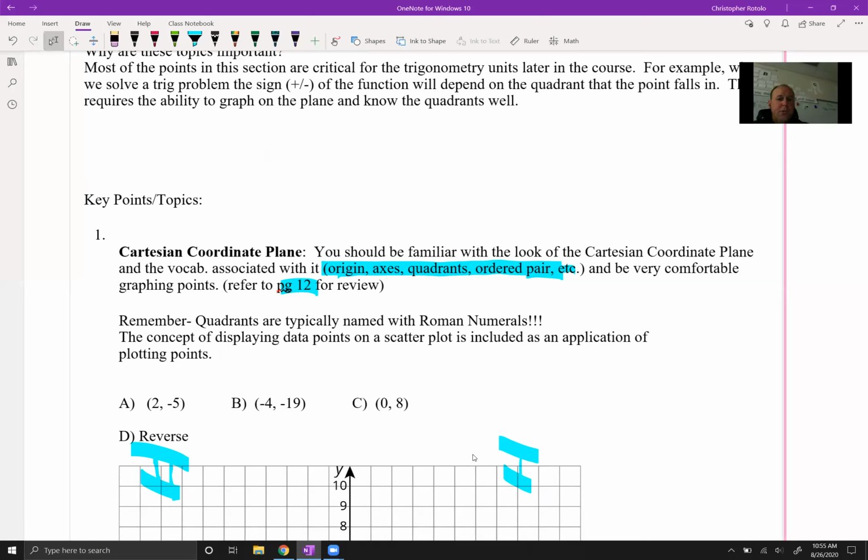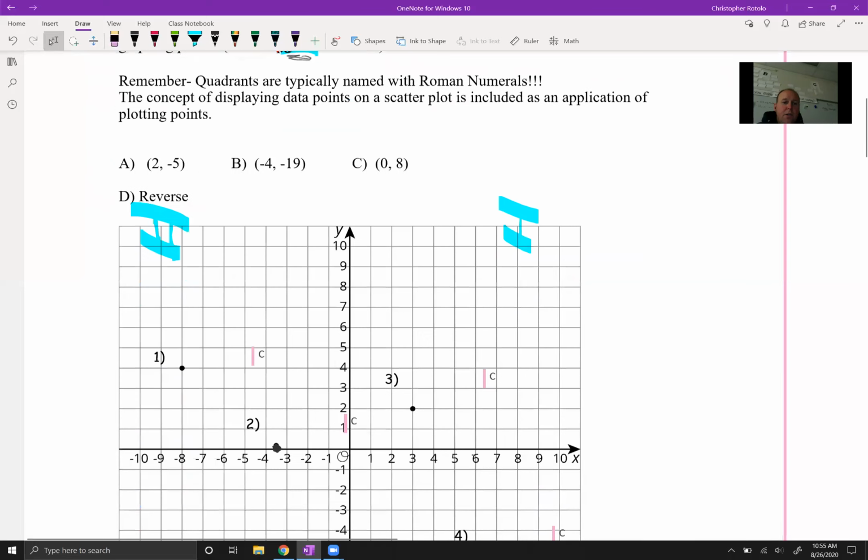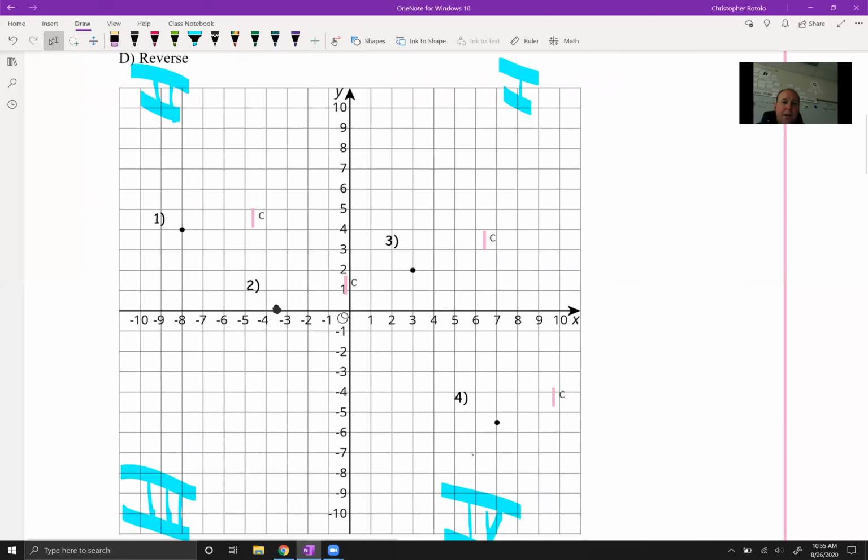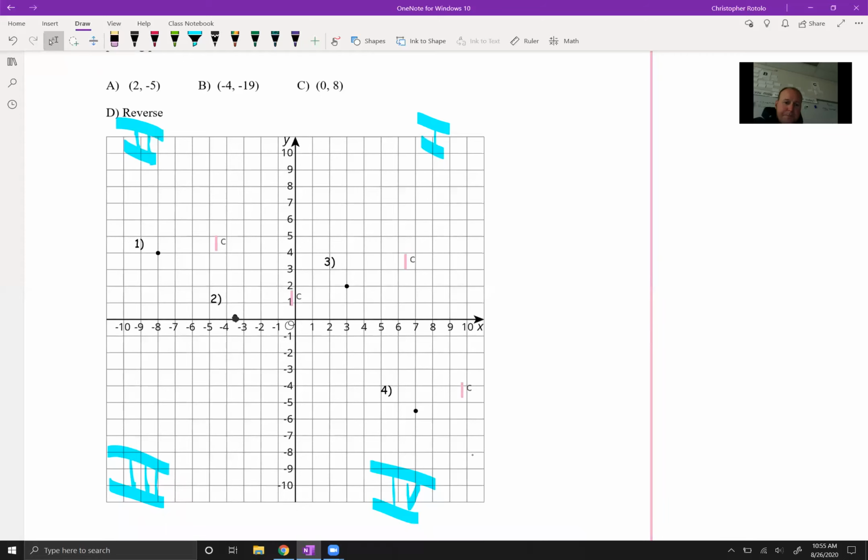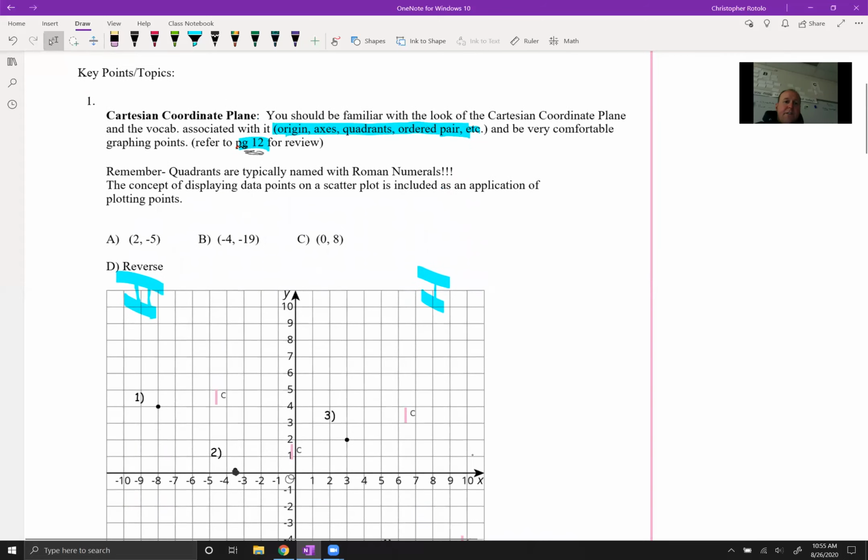So a couple things you want to make sure that you know: some vocabulary on page 12. So origin, axis, coordinates, ordered pair, etc. Make sure you know all those things. You probably didn't use them as much in geometry, so think back to Algebra 2, but also in Algebra 1. The quadrants, as you know, are 1, 2, 3, 4. They're counterclockwise, as you can see here. I'm not going to spend too much time on that. Again, you can access any of that stuff on page 12.